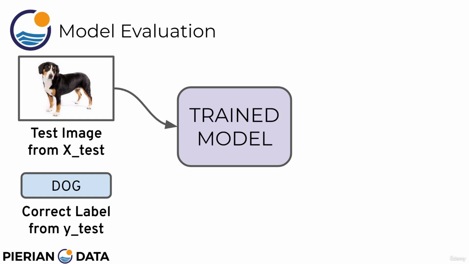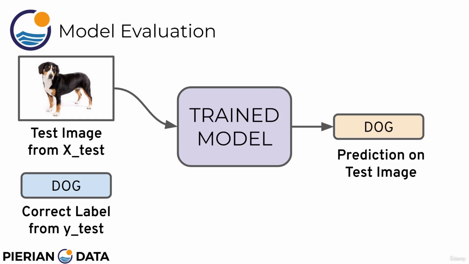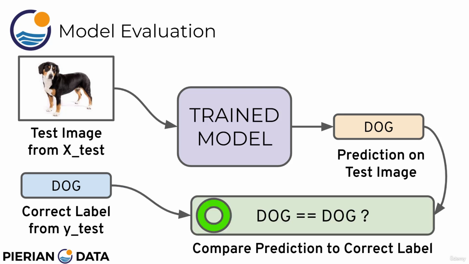What we're going to do is feed in the features, in this case the image, into our already trained model. And then the model is going to make some prediction. So the model predicts that this is a dog. Then we compare the prediction to the correct label. So does dog equal dog? In this case, it was correct. However, maybe it predicted that this image was a cat. In this case, this comparison to the correct label would be incorrect. And these are essentially the only two situations. Either you're right or you're wrong, correct or incorrect.